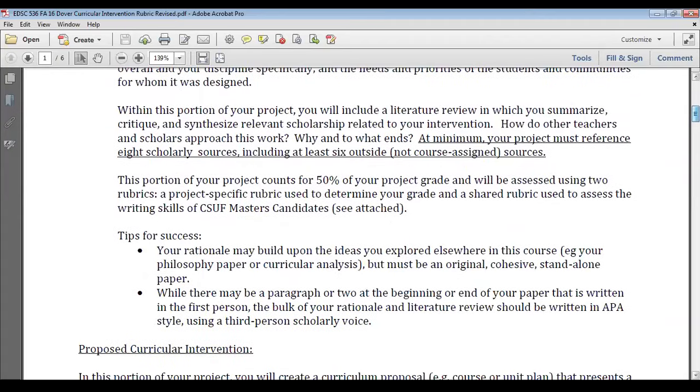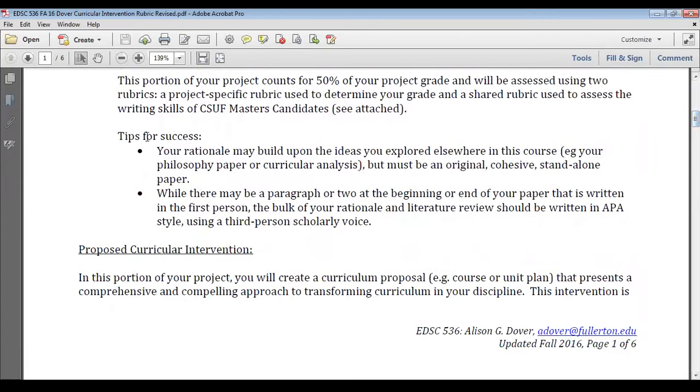Now, a couple of things to think about. Your rationale certainly can build upon the ideas you explored in this course, for example, your philosophy paper or your curricular analysis, but should be a standalone paper. So don't assume that the reader has already read your Module 3, though I certainly have. And if you want to cite your findings from your Module 3 assessment, you would just cite yourself. And so as noted in the analysis conducted by Dover 2016, so on and so forth.